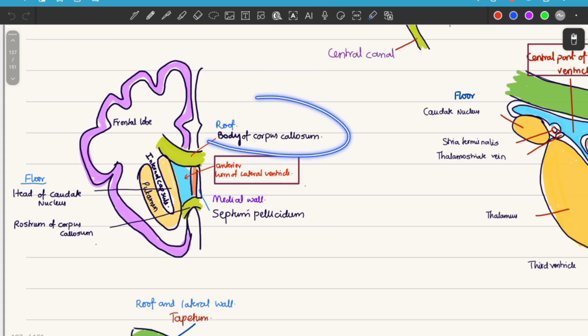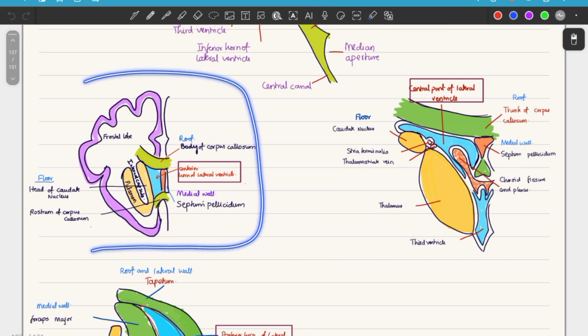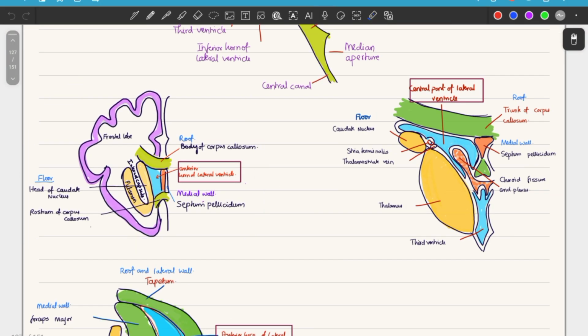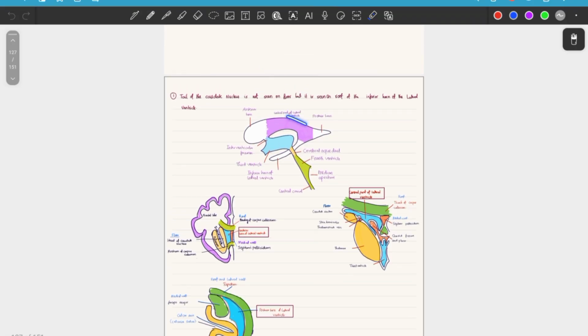So in the roof also you can see the corpus callosum, which comes like this, isn't it? So in the floor also you can see the corpus callosum, the rostrum of the corpus callosum. Okay, this is the visual memory you should have. Now coming to the central part, this part.